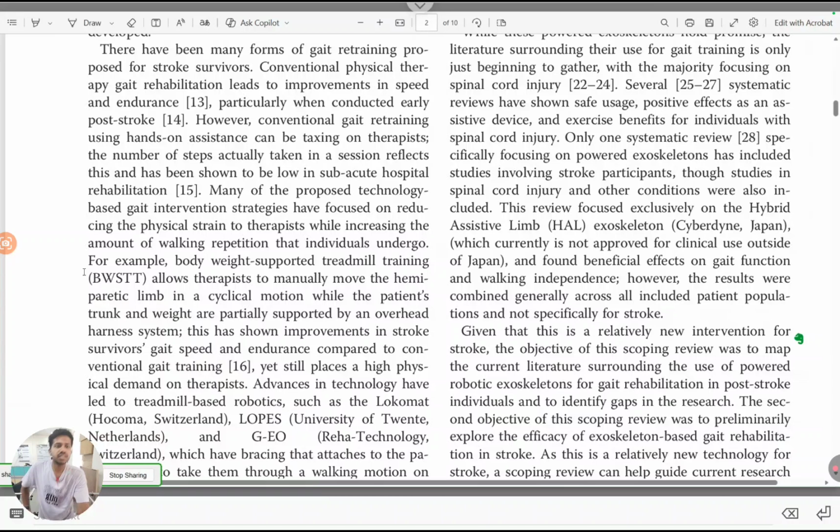Only one systematic review, specifically focusing on powered exoskeletons, has included studies involving stroke participants, though studies in spinal cord injury and other conditions were also included.